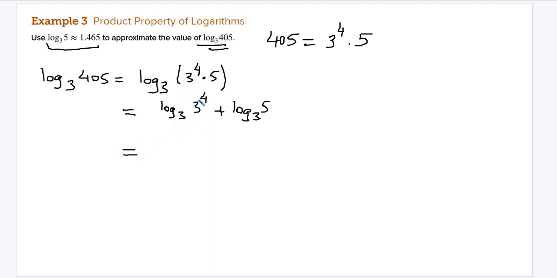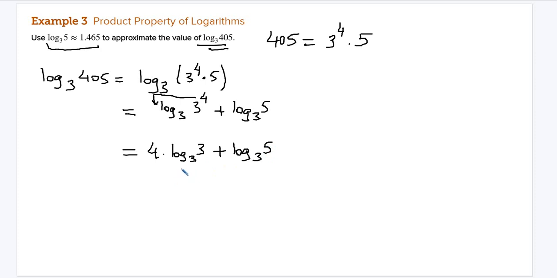If you look at the first part now, the 4 is the power exponent of the 3, so the 4 can be dropped in the front here as a 4 of log 3 of 3. That's rule 3. So far we used the product rule, now we use the power rule. And on the other one, we don't have anything for this yet. We will use this later.